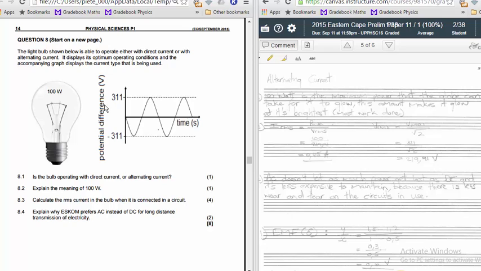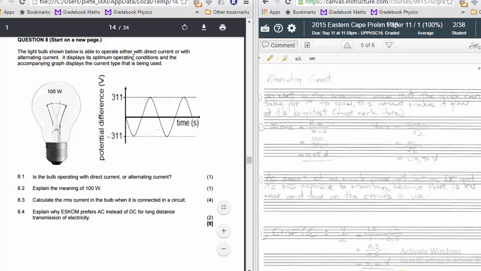Okay, so in question 8, we have that the light bulb shown below is able to operate either with direct current or alternating current. It displays the optimum operating conditions, and the accompanying graph displays the current type that is being used. So currently we have this graph here, the current potential difference that it is experiencing. Okay, so first question, is the bulb operating with direct current or alternating current?